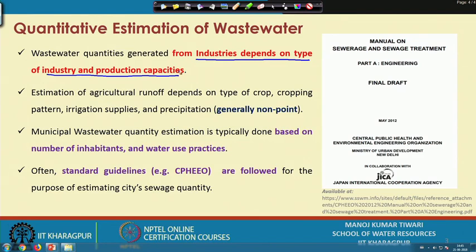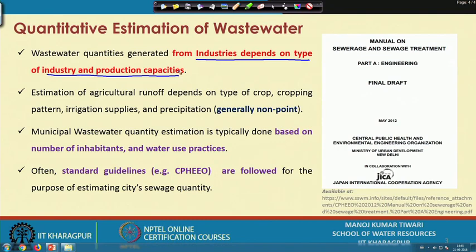Further, the water footprint of different industries or different companies is different. There are certain water-intensive industries which generate a huge amount of wastewater. If you come to the production of, let us say, leather, or textile, or medicines, then for a unit amount of production of medicine or textile or leather, the amount of waste generated is going to be different. So, it totally depends on what type of industry is there and what is the production capacity of that industry.